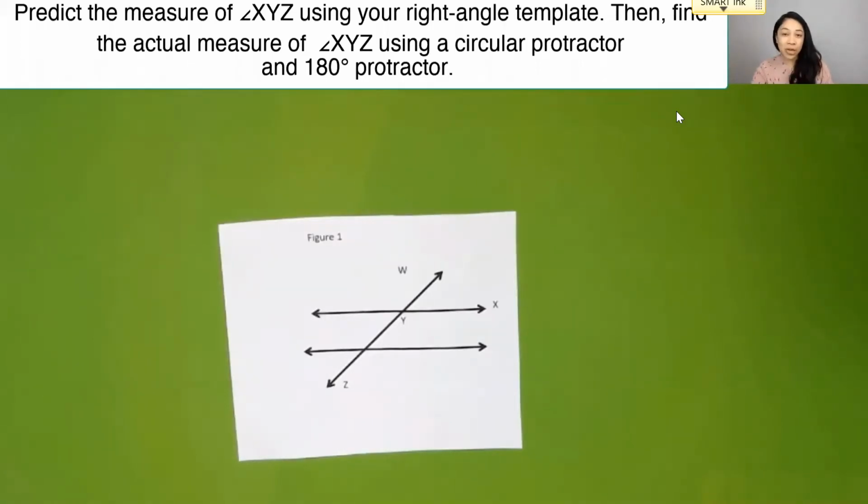We're going to be measuring angle XYZ. We can see that this angle currently is upside down, and it actually helps me to rotate my paper so it's right side up, just to help me with measuring. Let's go ahead and do that now.